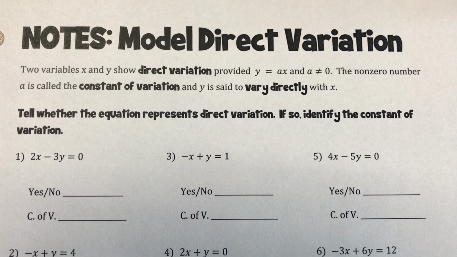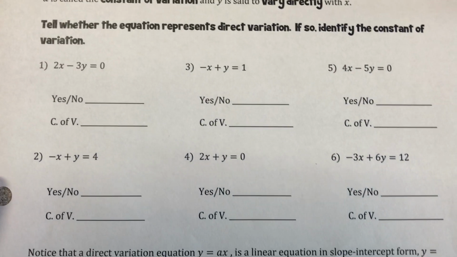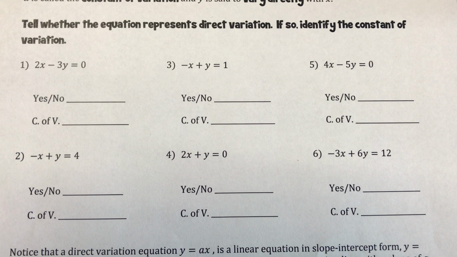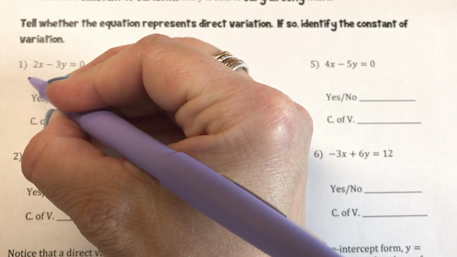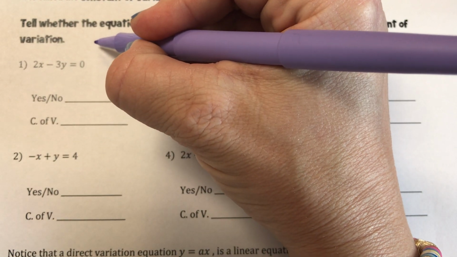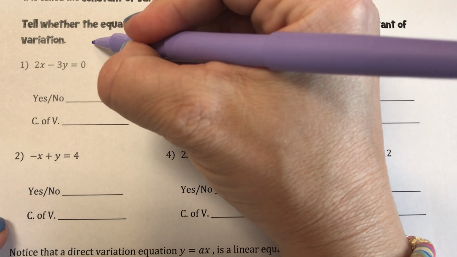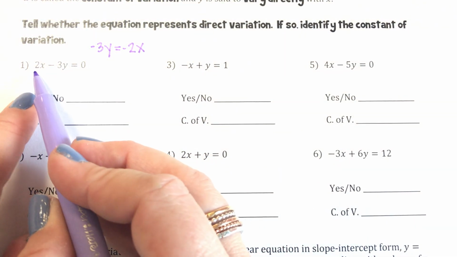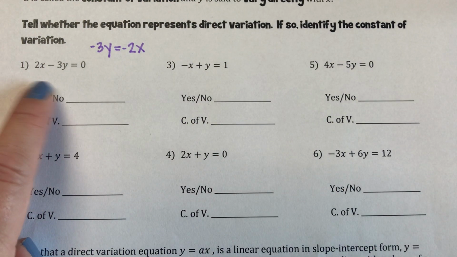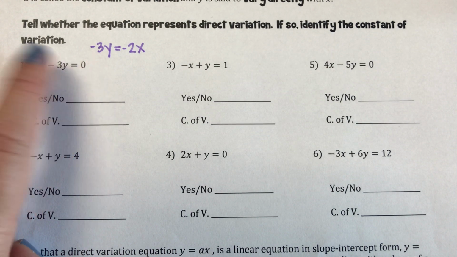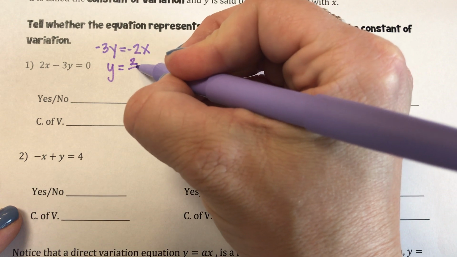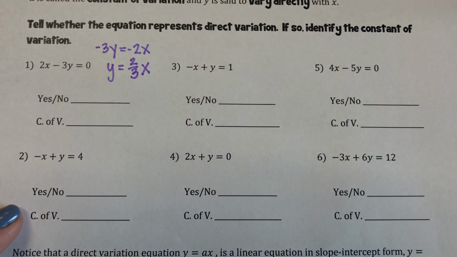So let's go ahead and solve this first one for y, and then I'll explain in the example how you can tell whether it's direct variation. If I want y on one side of the equal sign by itself, I'm going to subtract 2x from both sides. So we're solving it for y. Negative 3y equals negative 2x, right? All I did was subtract 2x from here, and I subtracted it from 0. Now I'm going to divide both sides by negative 3. Negative 2 divided by negative 3 is 2 over 3.